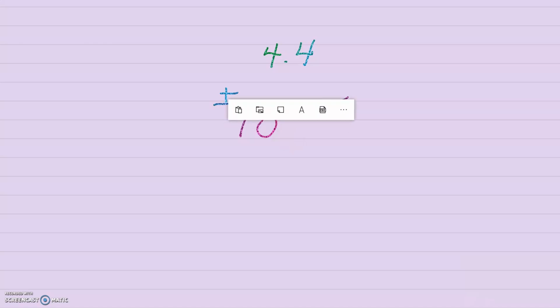Our decimal point and a 0 here. Notice I lined up my place values and my decimal point. All right, so now we're looking at what would we add to 4 4/10 to get 10.